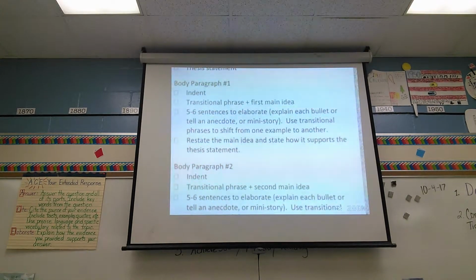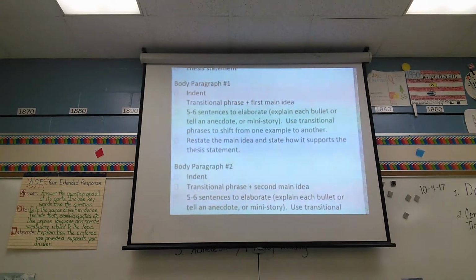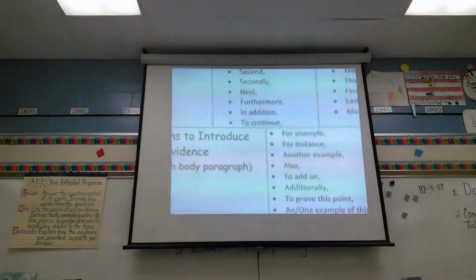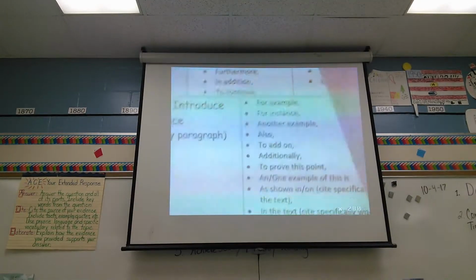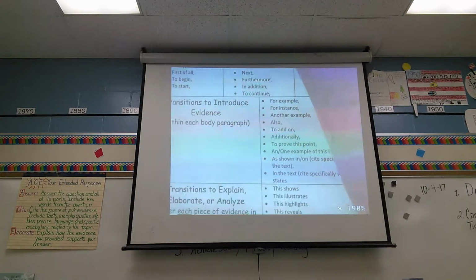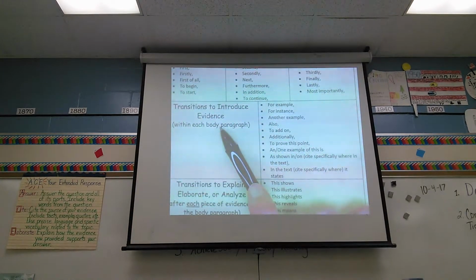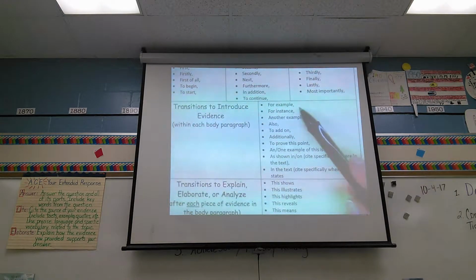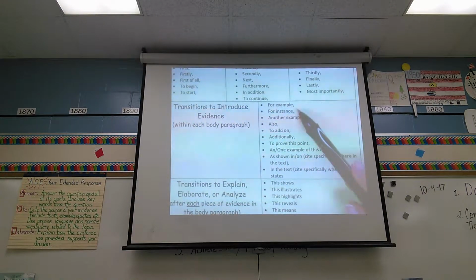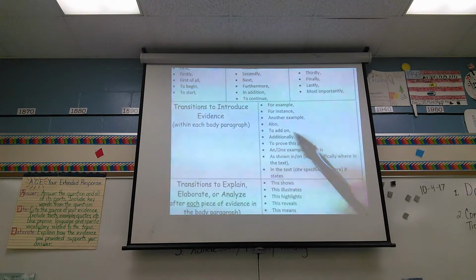Basically, the role of the author here is to explain the main idea well enough so that the reader understands it. This is difficult for students, and so once again, we have some prompts and some transitional phrases that students can use in this process. Here on our chart, we have the transition to introduce evidence. So when we're introducing a detail to support our main idea, we might say, for example, or for instance. And then when we move on to the next one, we might say another example, or to add on additionally.